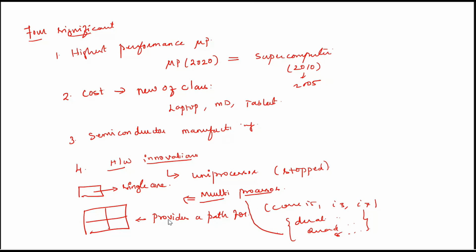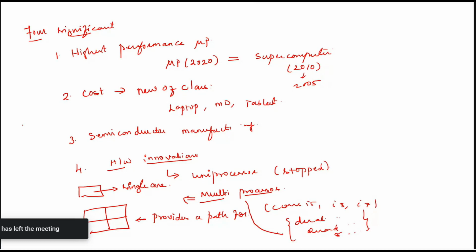Parallelism. Yes, it provides a path for parallelism because we have four cores. What do we need to do with four cores? To use them efficiently, whatever we have has to get parallelized.